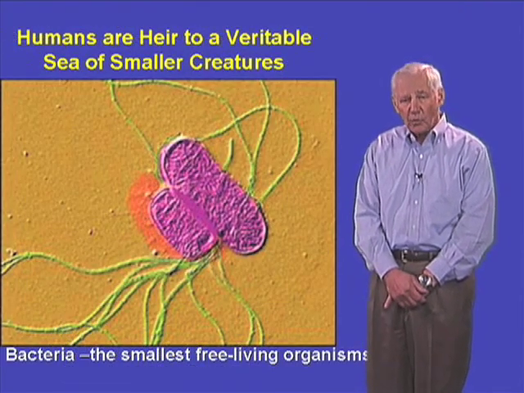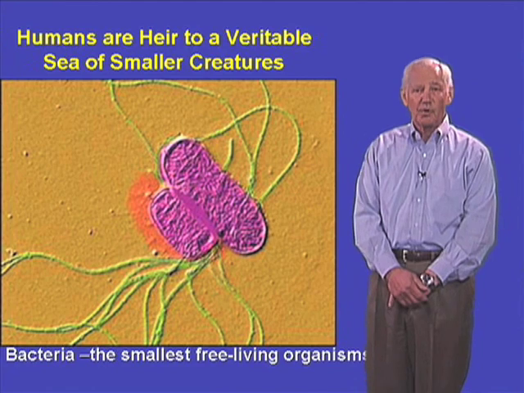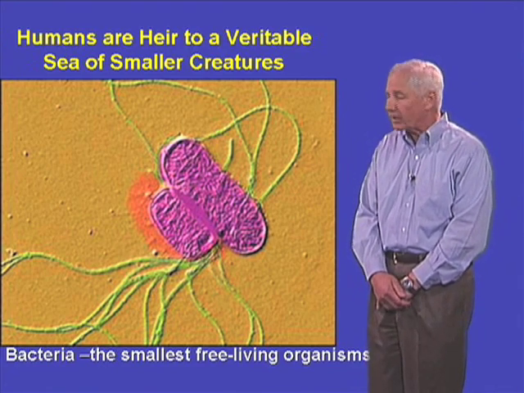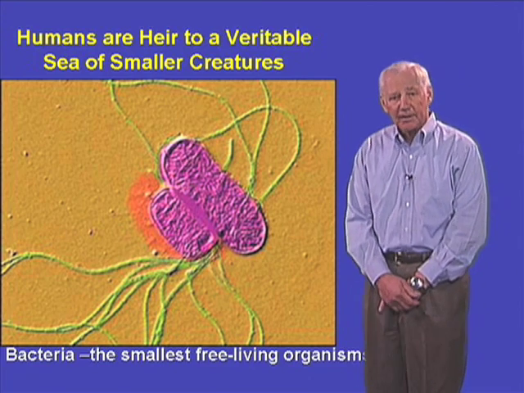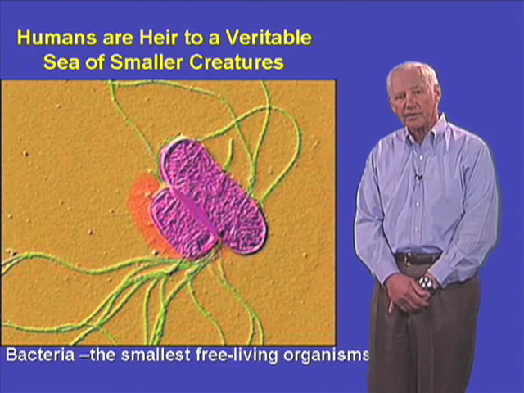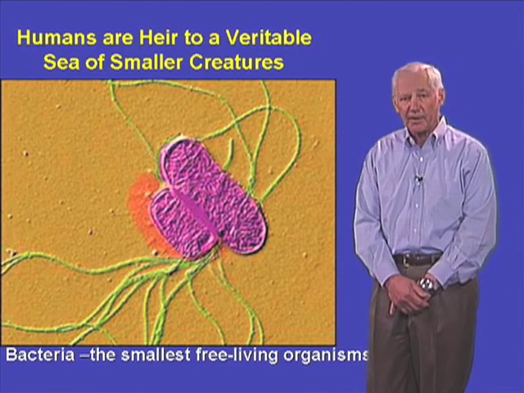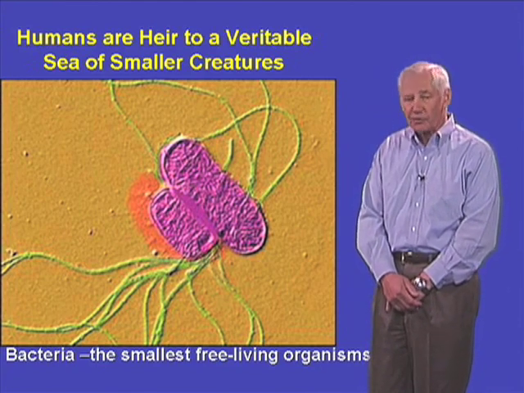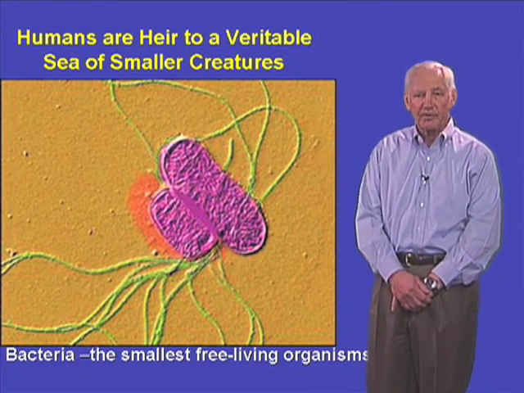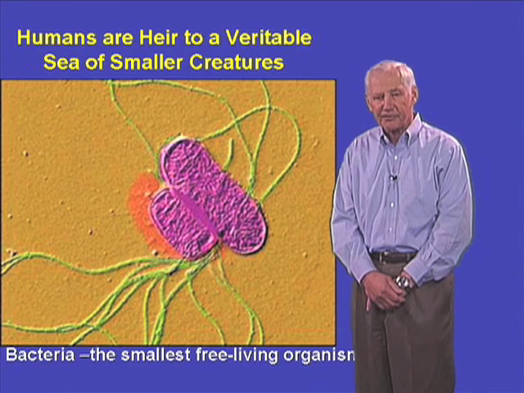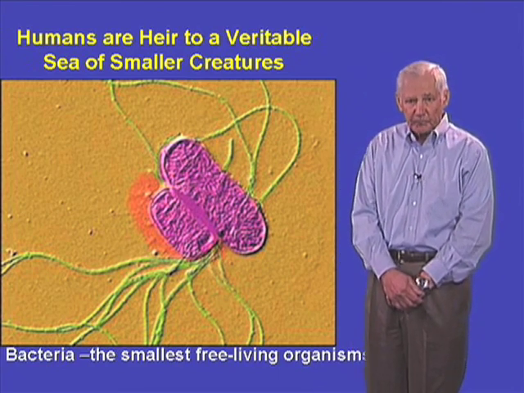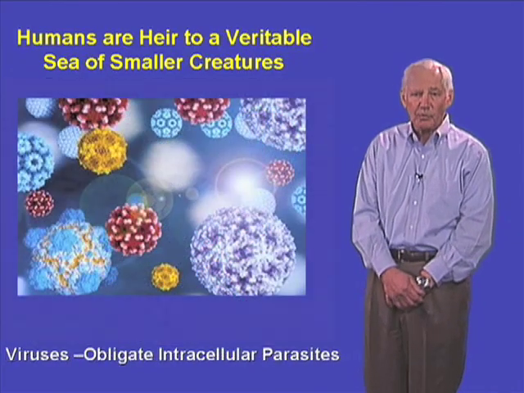So as humans and most animals, we're heir to a veritable sea of different microorganisms. You see here a picture of bacteria, and these are the smallest living organisms and the most numerous organisms that inhabit us. And they're simple things. You can see that they sometimes have organelles of motility, these flagella, these large cables that come out of them, but they're fairly simple. But they're free living and they replicate quickly.